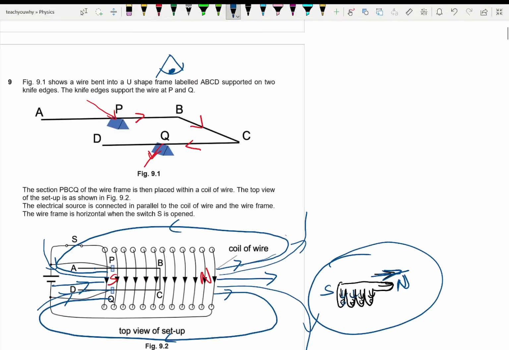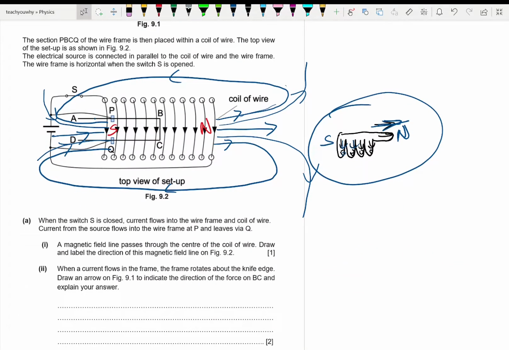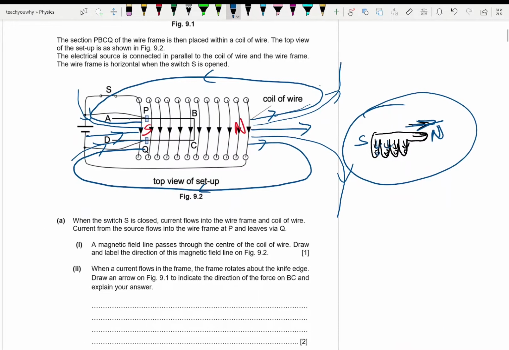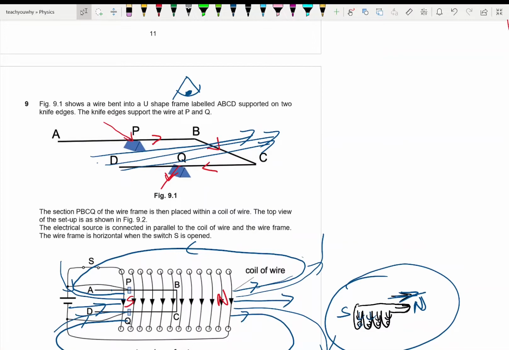We have a magnetic field that is acting in this manner. So they want to know what? Draw an arrow on 9.1 to indicate the force. You see, an arrow means I want to know the force. So I will draw the force in green.